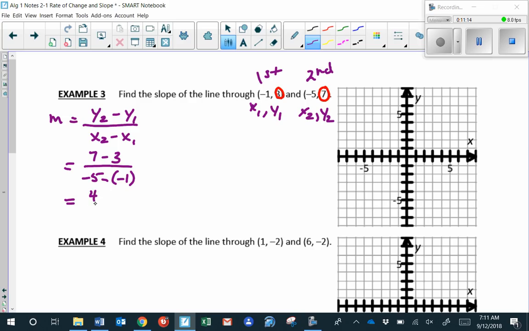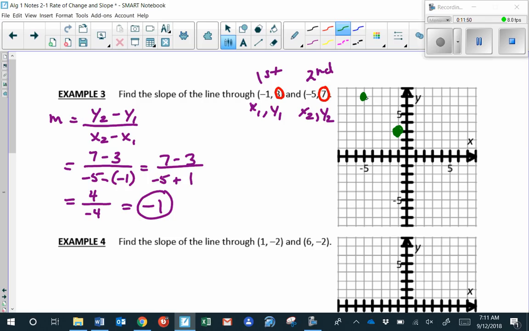7 minus 3 is 4. -5 minus -1 is the same thing as -5 plus 1. So our denominator is -5 plus 1, or -4, and that means that our slope is -1. Let's check this by graphing the 2 points. The point -1, 3 is 1 left and 3 up. The point -5, 7 is 5 to the left and 7 up.